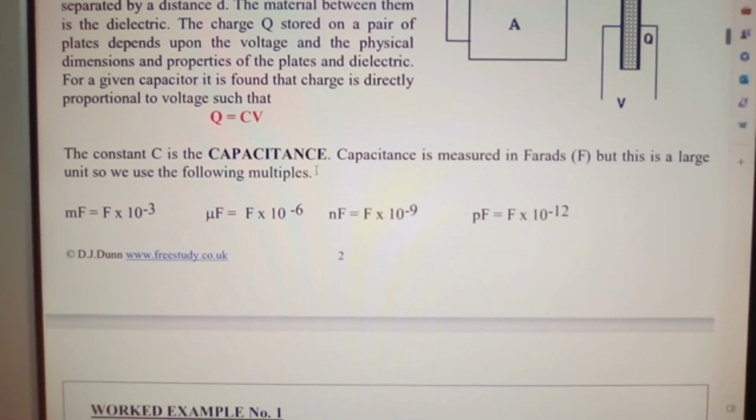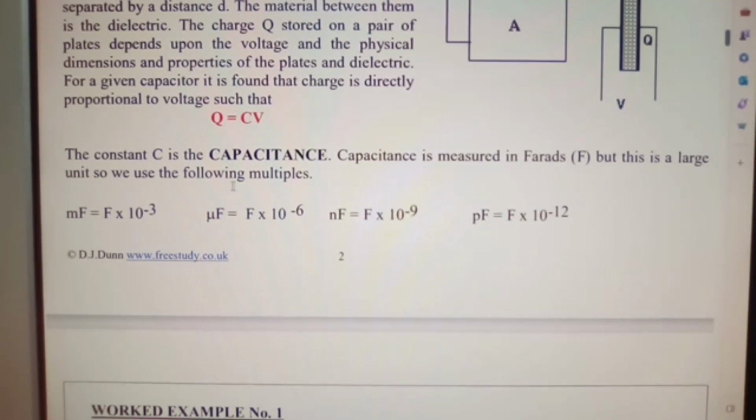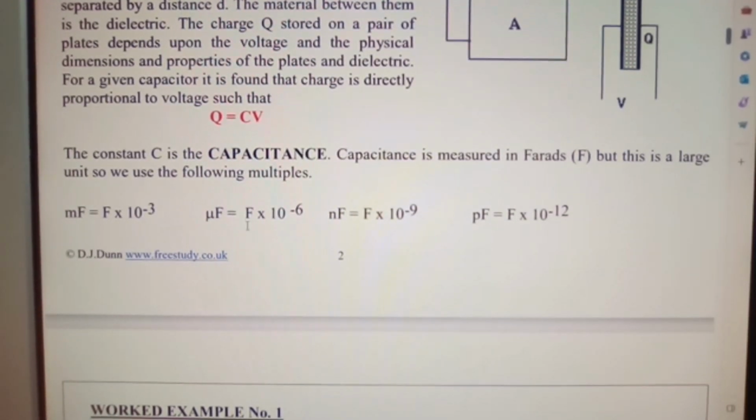Now remember, the farad is a large unit, so we deal in microfarads, F to the minus 6, nanofarads and picofarads.